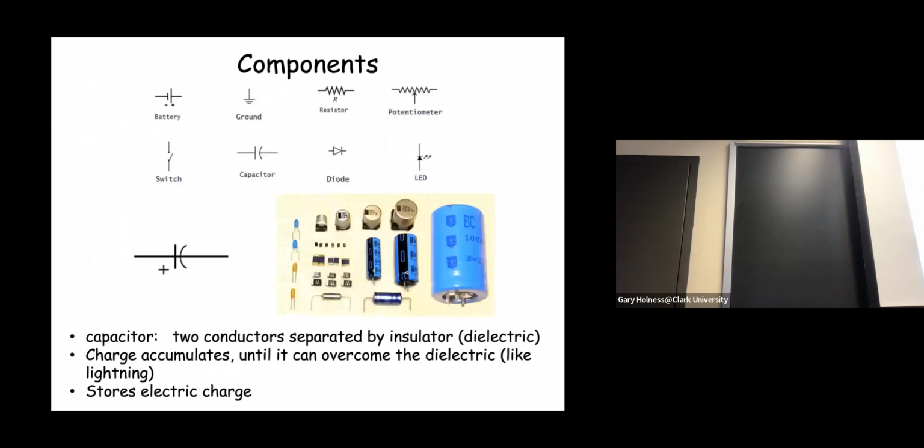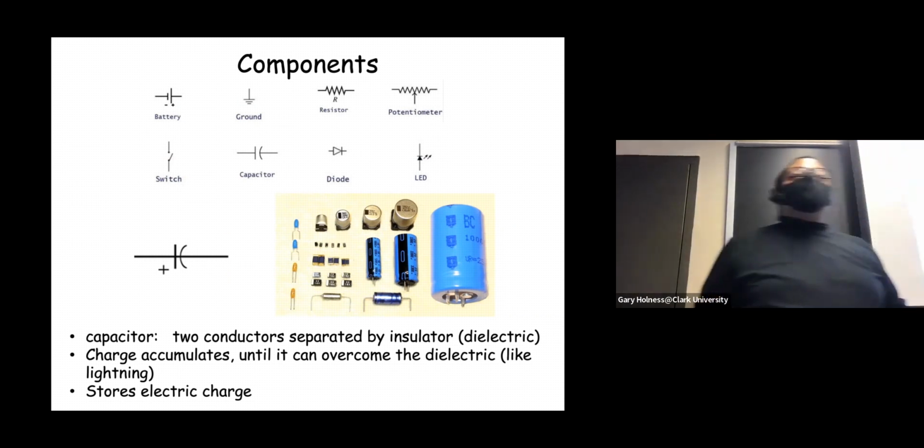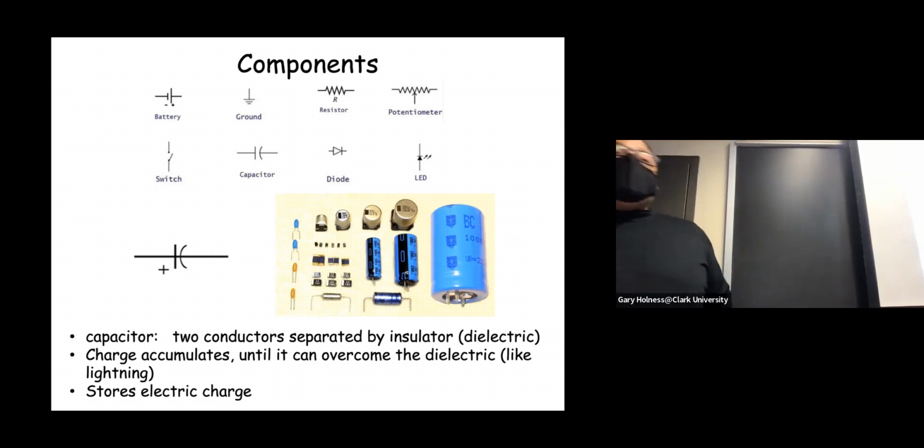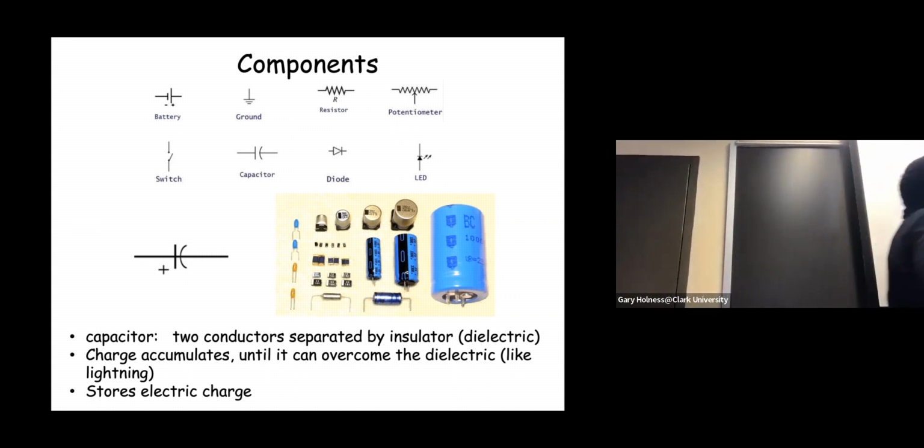All right. So this is a capacitor, and a capacitor has two conductors, and sandwiched between those conductors is an insulator. It's called a dielectric. And what happens is if you build up enough charge on one of the conductors, one of these plates in the capacitor, it's like lightning. It'll build up so much that its wanting to go to ground will overwhelm the insulating properties of the dielectric sandwiched between these two plates.